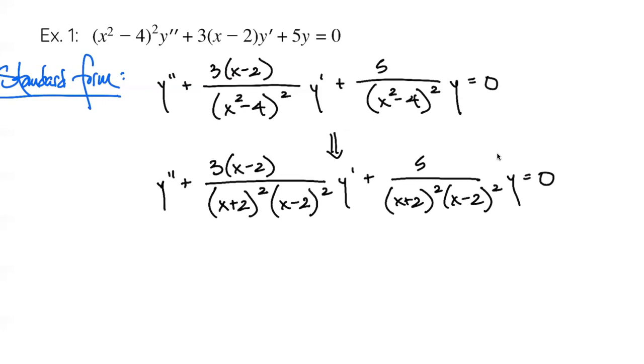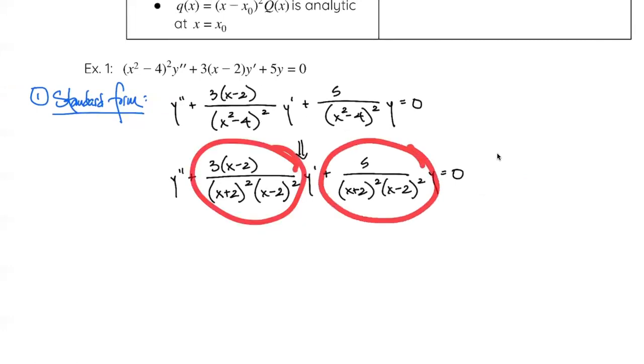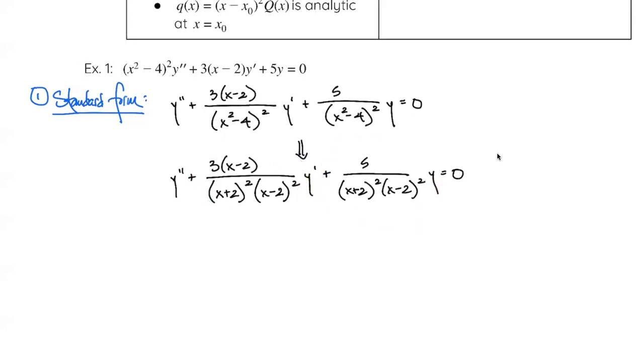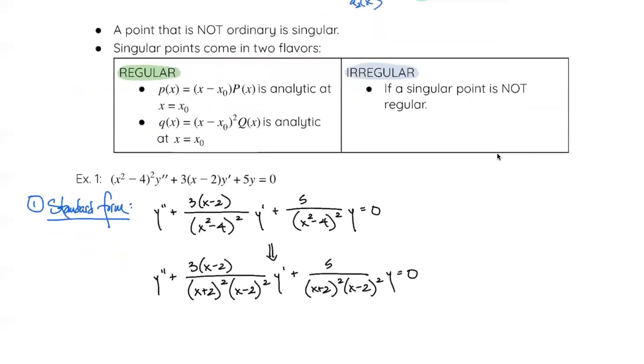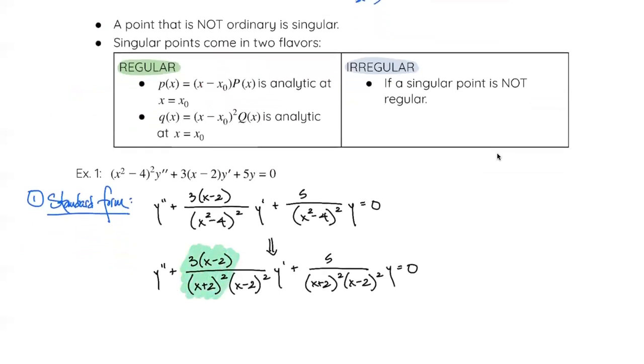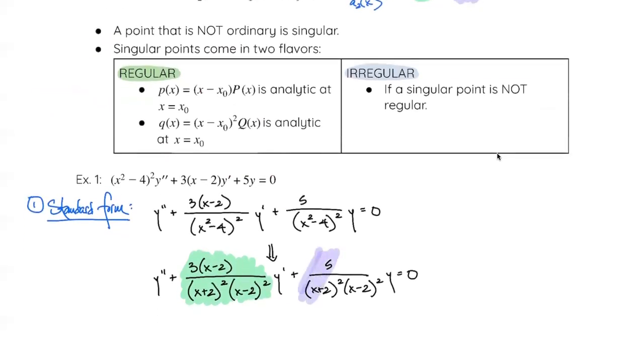And so what we're going to do here is start by taking a look at our new capital P of x and capital Q of x. If we were to color code things, we might notice that this capital P of x is the one in front of the y prime. So that's going to be this whole blob right here. And then we also have a capital Q of x, and that's going to correspond to this whole blob right here.